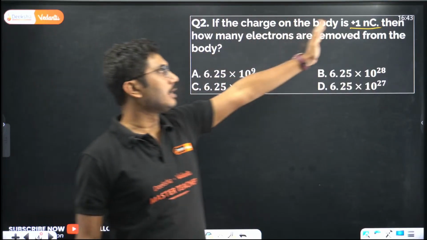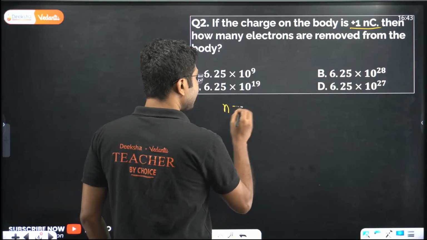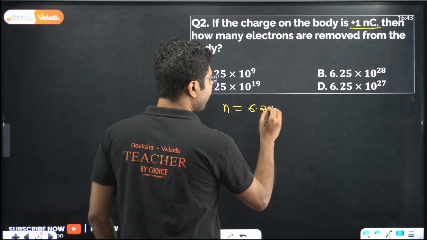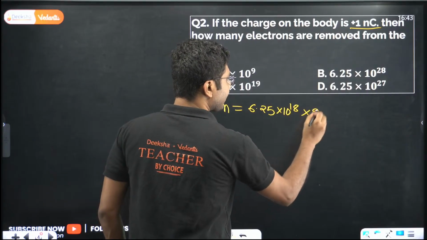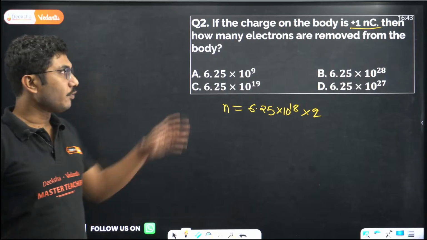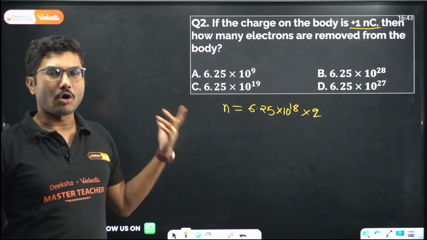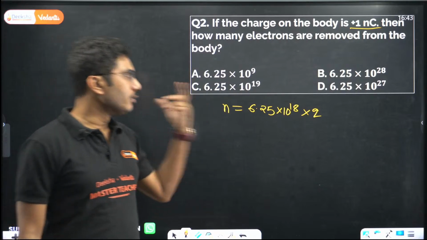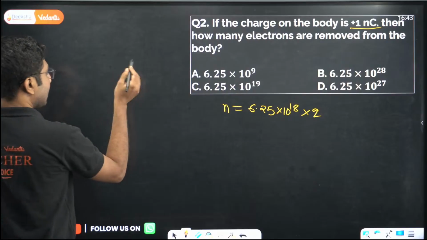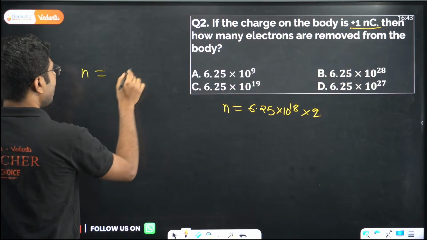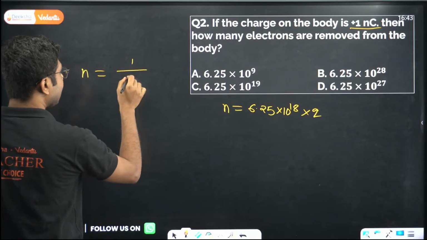Right, so if 1 nanocoulomb of charge is removed, then the number of electrons is very simple: 6.25 into 10 to the power of 18 into the charge. This is the formula. If 1, 2, 3, 4, 5, 6, anything other than a direct multiple of 1.6 is given, use this formula. If a multiple of 1.6 is given, then the formula is simple: n is equal to charge divided by the charge of an electron.